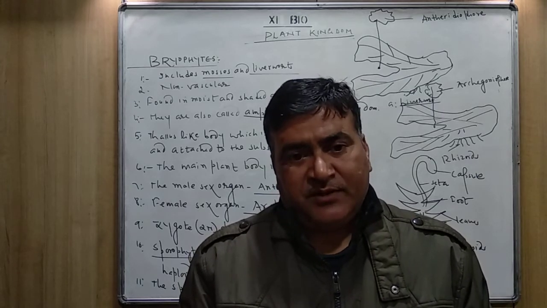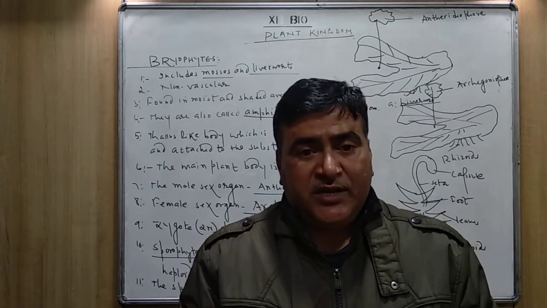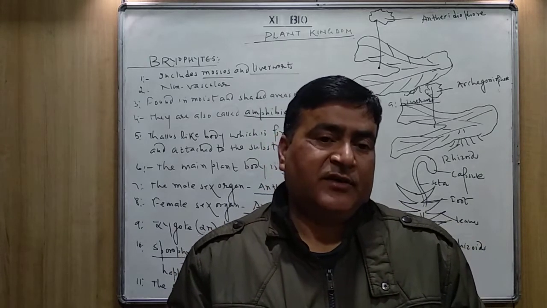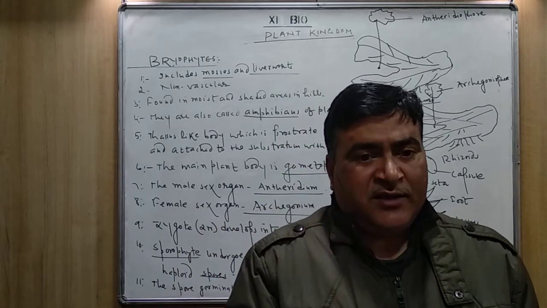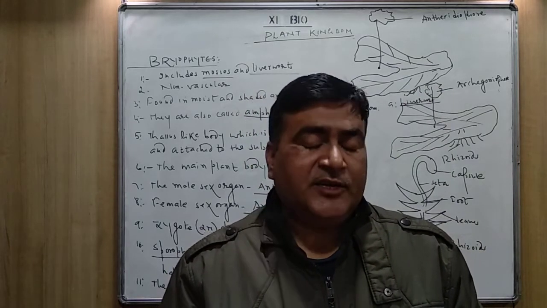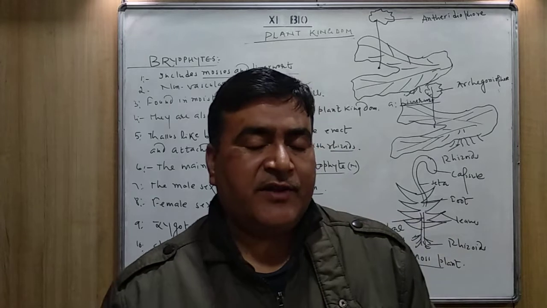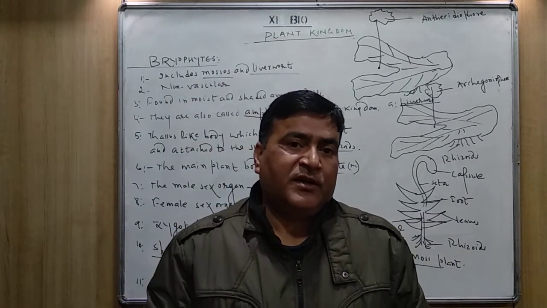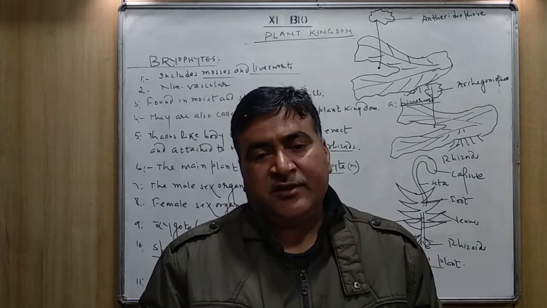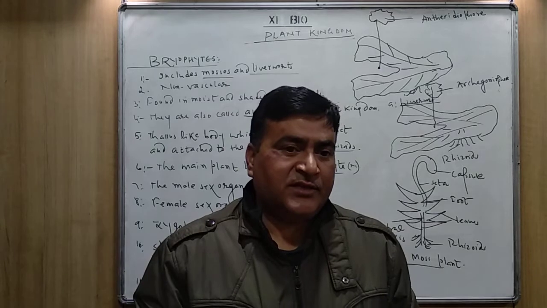That means they live on the moist soil, but they also need water to complete their life cycle and especially for the process of fertilization. That means they need soil as well as water, both, and that's why they are also known as amphibians of the plant kingdom. It's a very, very important question: why are bryophytes called amphibians of the plant kingdom? As they need soil as well as water both. That's why they are said to be amphibians of the plant kingdom.